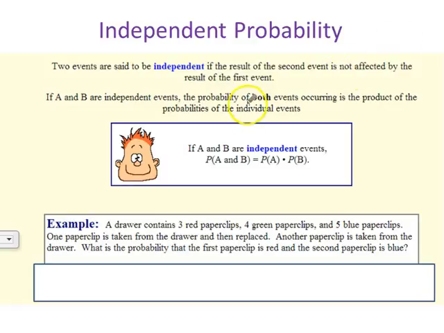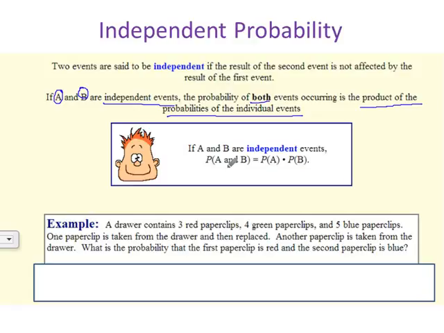Let me take a step back. If we have events, let's call our first event A and our second event B, and those events are independent events, then to find the probability of both events occurring, what we're going to do is find the product of the probabilities of each individual event. And remember, product means when we multiply two things together.